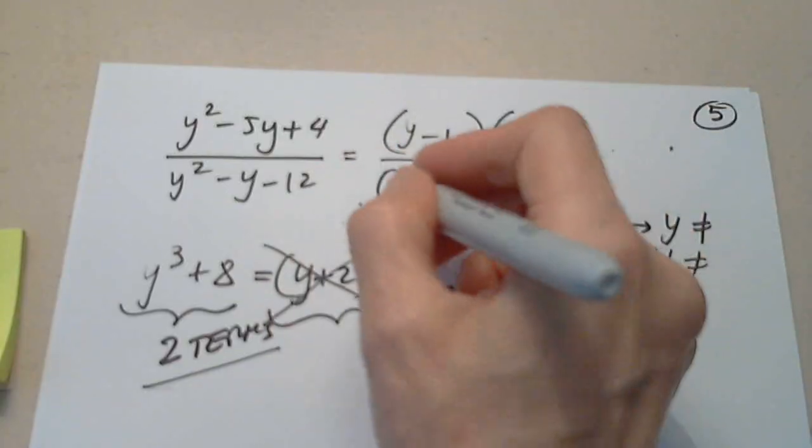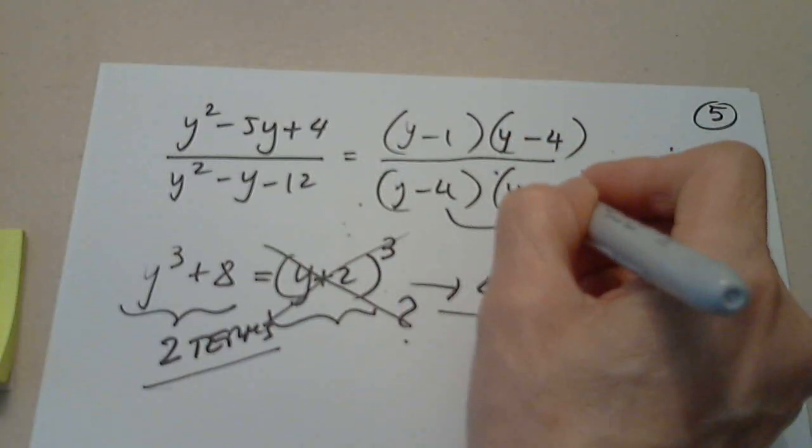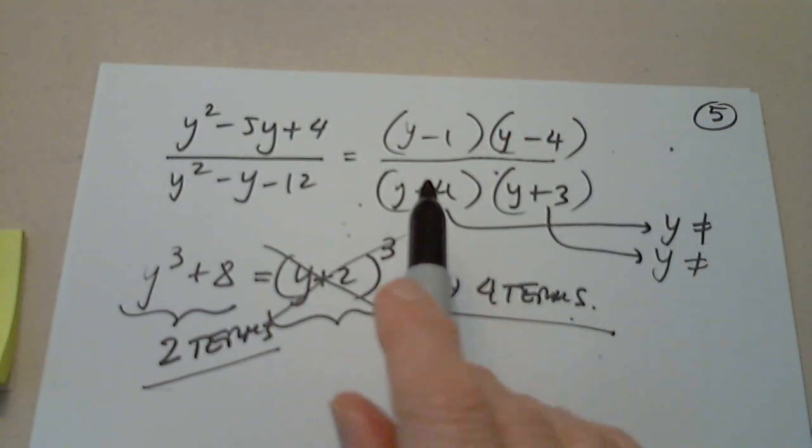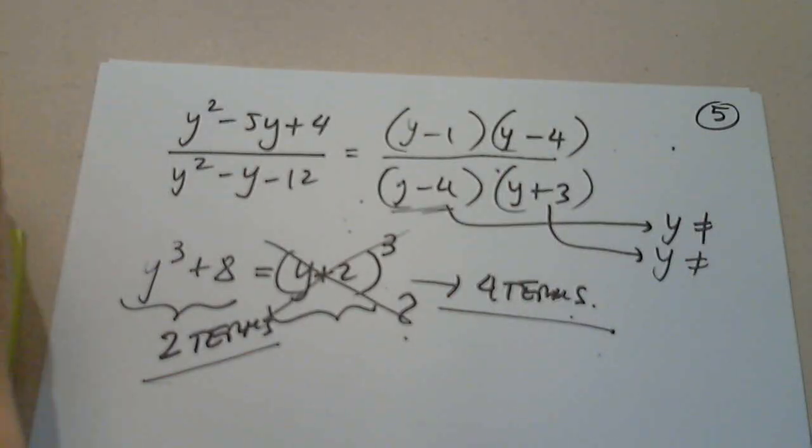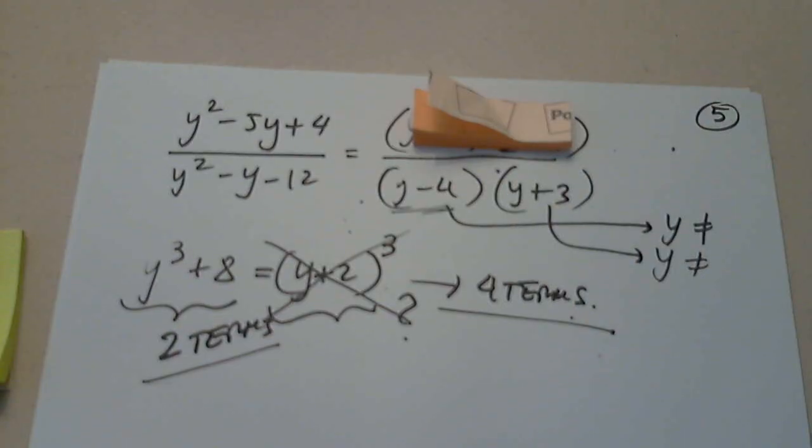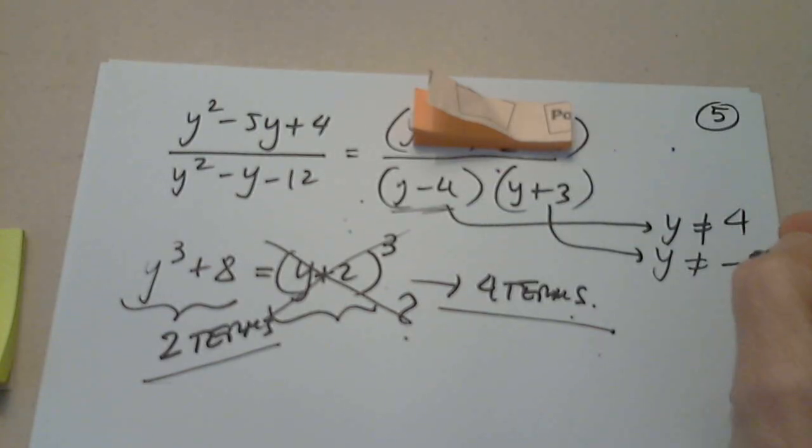Minus 4 plus 3. Y minus 4, y plus 3. Now you need to give me 2 restrictions. We don't care about the numerator. We don't state restrictions on the numerator. The numerator is free to be whatever. The restrictions are only for the denominator: 4 and negative 3.